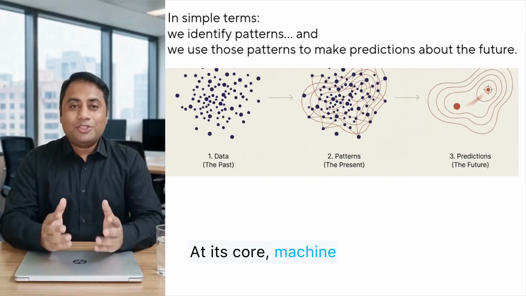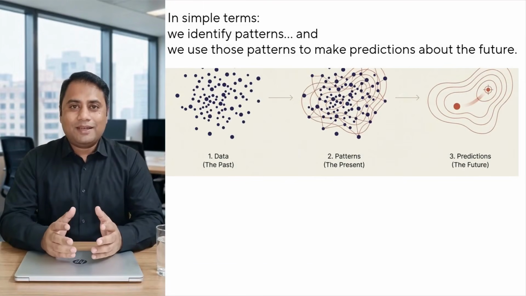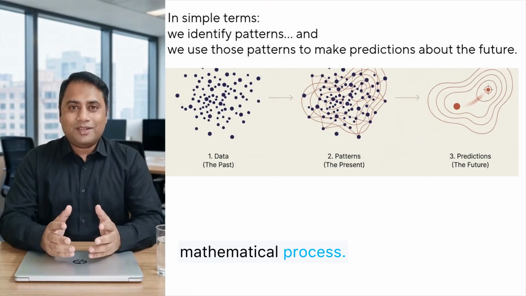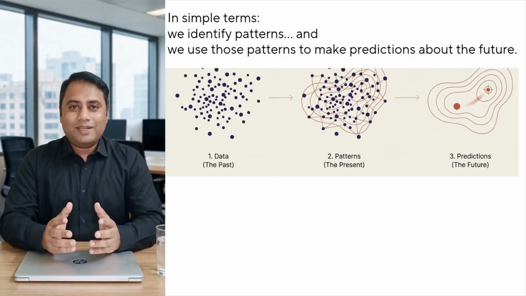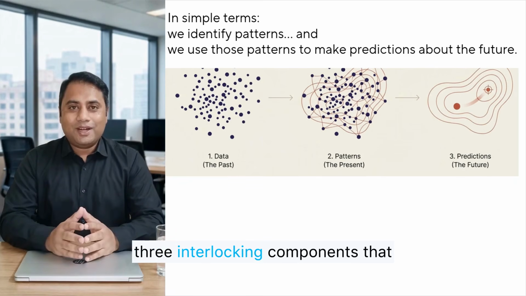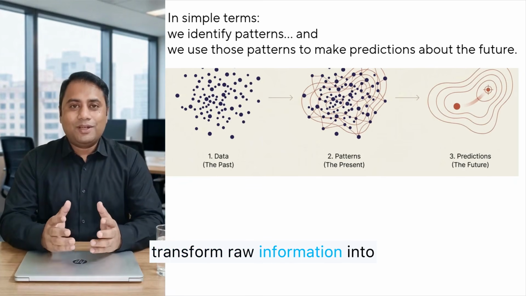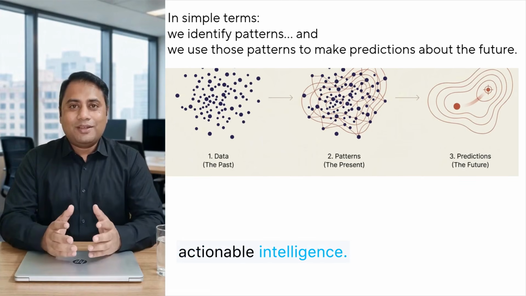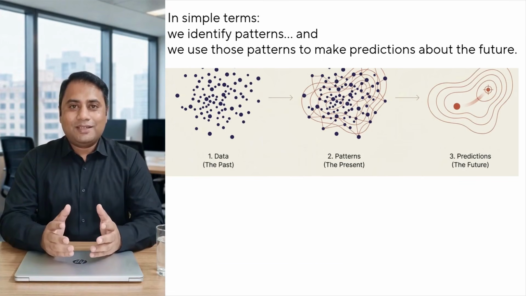At its core, machine learning is not magic. It is a structured mathematical process. To understand how an AI thinks, we must look at its heart: three interlocking components that transform raw information into actionable intelligence. The first is data, the second is patterns, and the third is prediction.